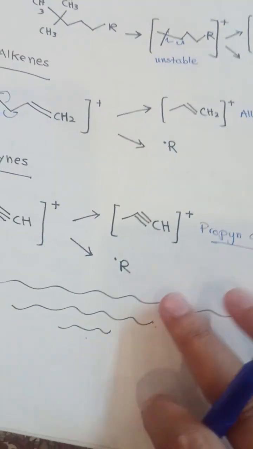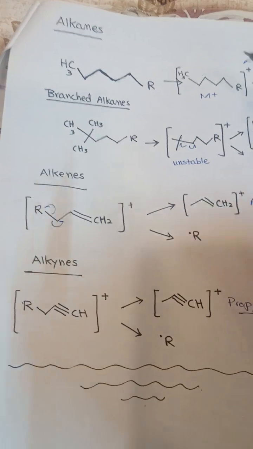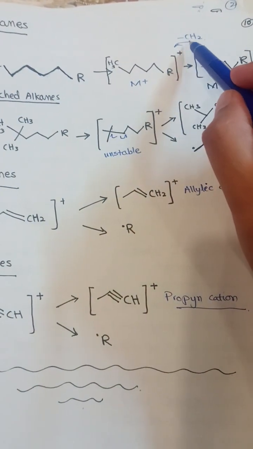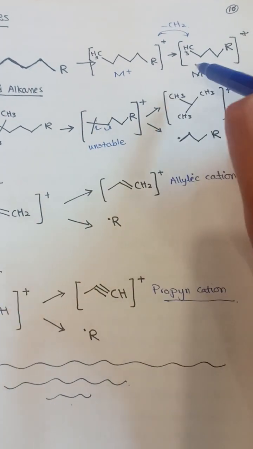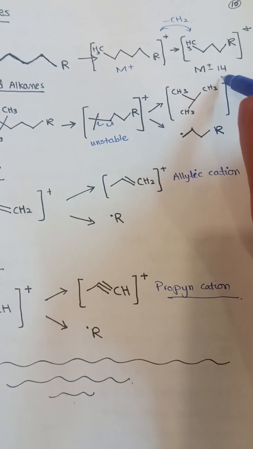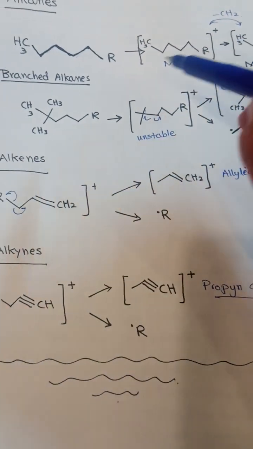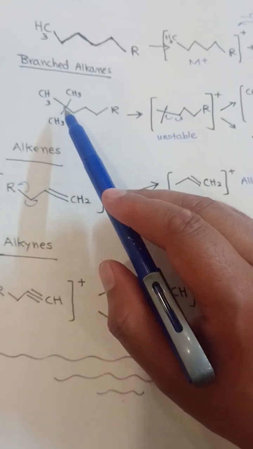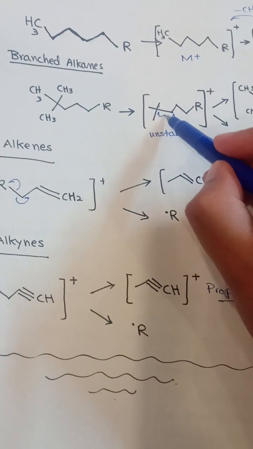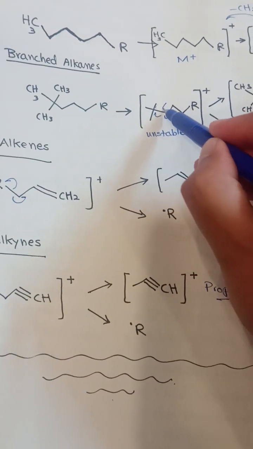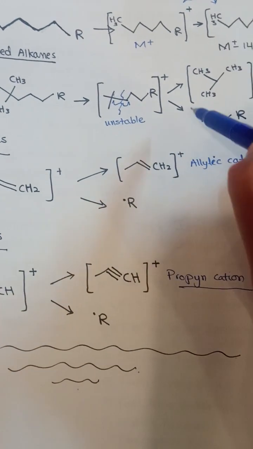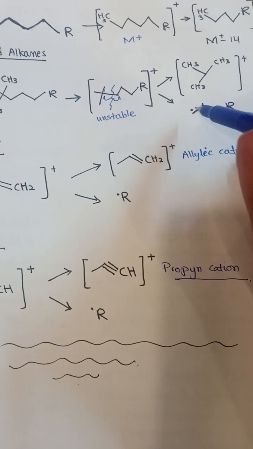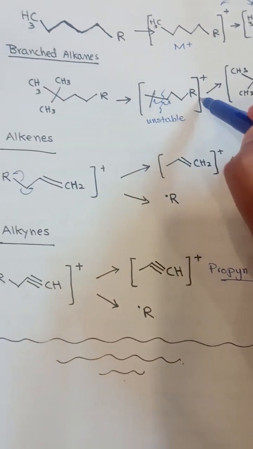Now we discuss fragmentation of alkanes, alkenes and alkynes. In alkanes, usually we get the loss of a methylene group, and we get this molecular ion peak with minus 14 due to this methylene group. In branched alkanes, fragmentation may occur at the branching. Here it is branching and we get homolytic cleavage from this bond, and then we get this type of molecular ion peak, and this R will be a free radical.